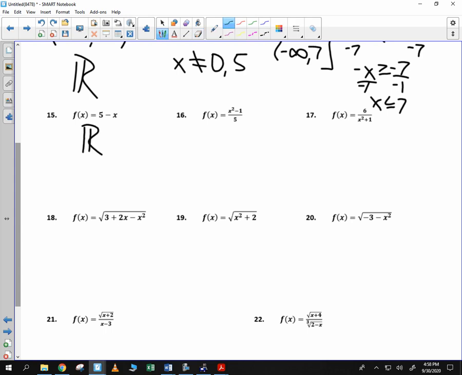Uh-oh, rational function. Well, it's kind of a rational function, but it's actually just a polynomial as well. It's 1/5 x squared minus 1/5.